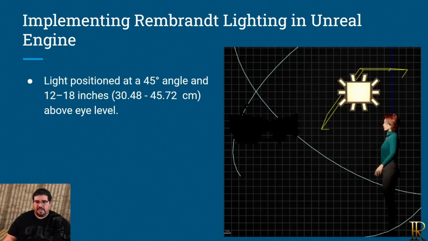And as I was saying earlier, we're going down with the light again. So we're about 1 foot above the character. And again, a 45-degree angle on the overall light. And as you can see, the camera never changed position, so the camera is always the same.